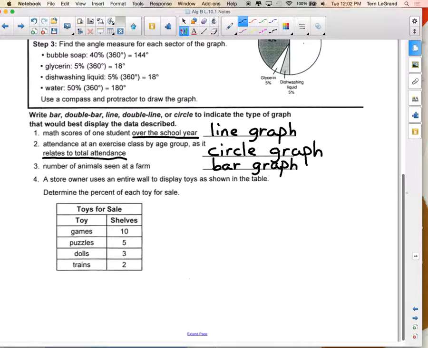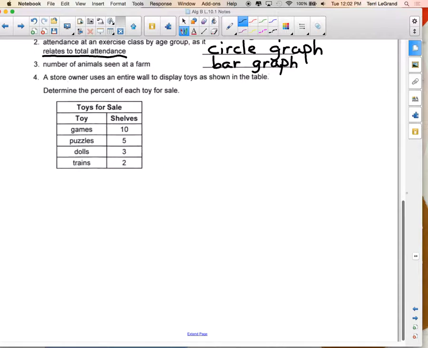Okay, so our last thing here is we're going to decide, first of all, what kind of graph we would do for this one. A store owner uses an entire wall to display toys as shown in the table. Determine the percent of each toy for sale. What would this be? Use a pie chart. Yeah, this would be a circle graph.